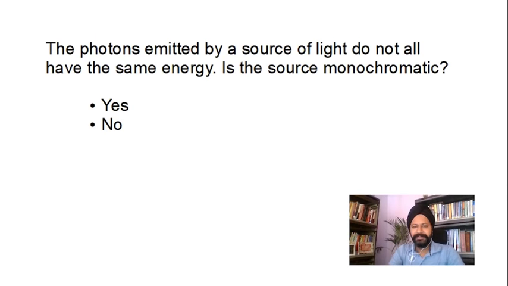Please answer the question. Photons emitted by a source of light do not all have the same energy. Is the source monochromatic? Now I am getting questions here, sir. What is monochromatic? Monochromatic is one color, one frequency light. You have studied that in your optics class, right? So monochromatic means purely one frequency light.